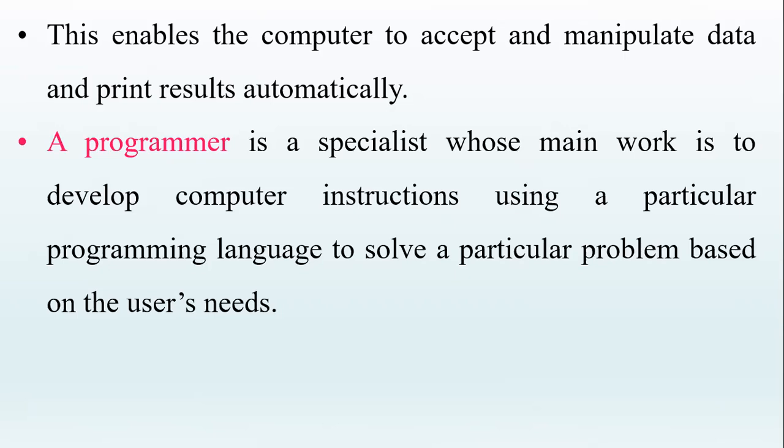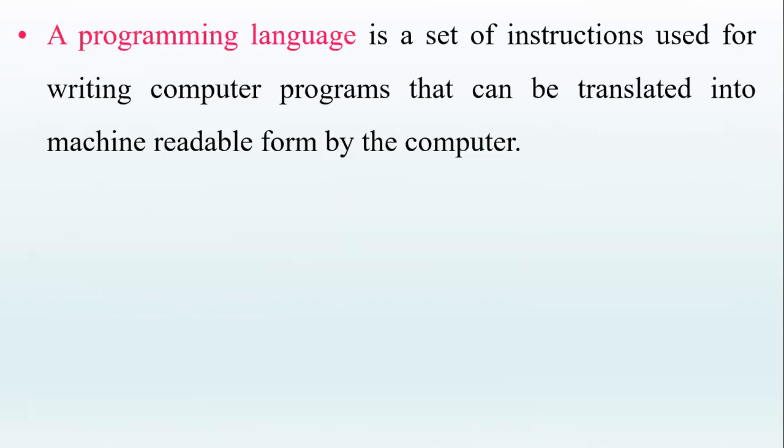A programmer is therefore a specialist whose main work is to develop computer instructions using a particular programming language in order to solve a particular problem based on the user's needs. On the other hand, a programming language is a set of instructions that are used by a computer programmer for writing computer programs that can be translated into machine-readable form by the computer.